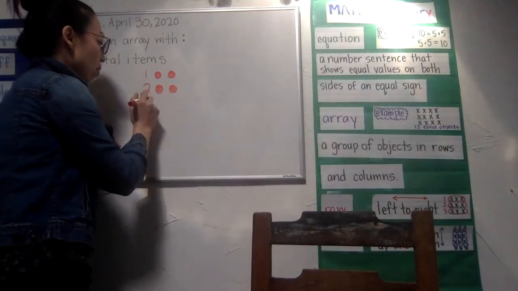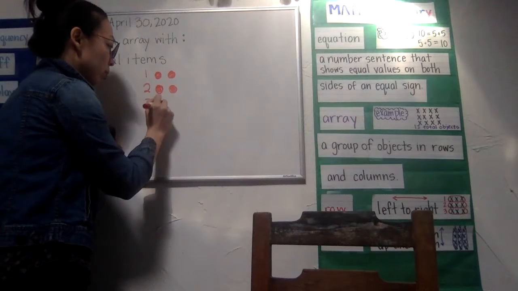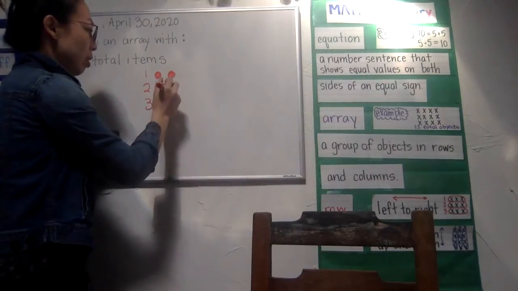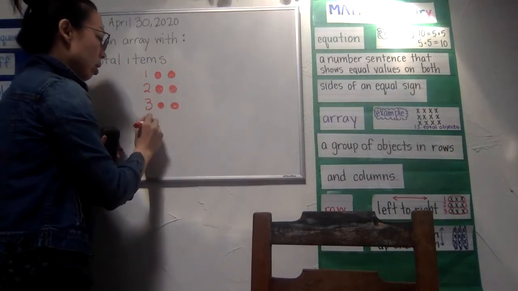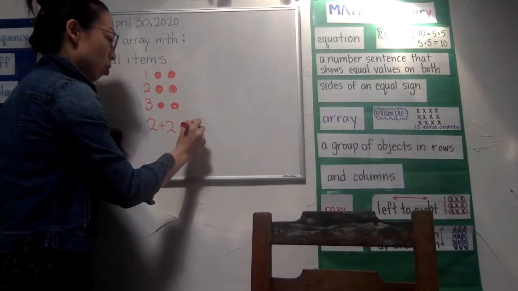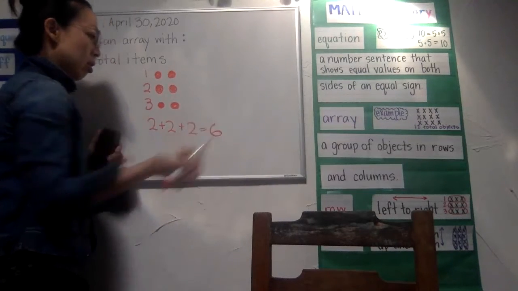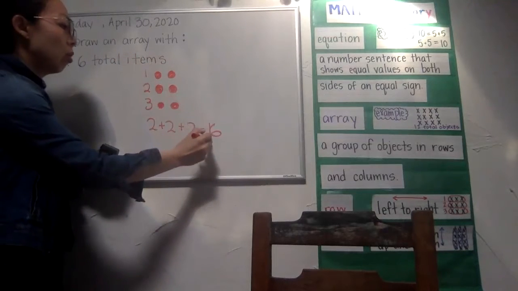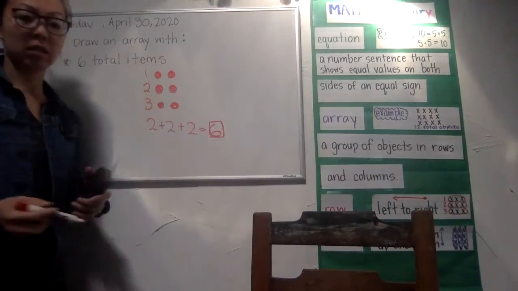But you know what? If I add a third row, I can get 6 because 2 plus 2 plus 2 equals 6. And that's my equation. 2 plus 2 plus 2 equals 6. I get the sum of 6. That's my 6 total objects.